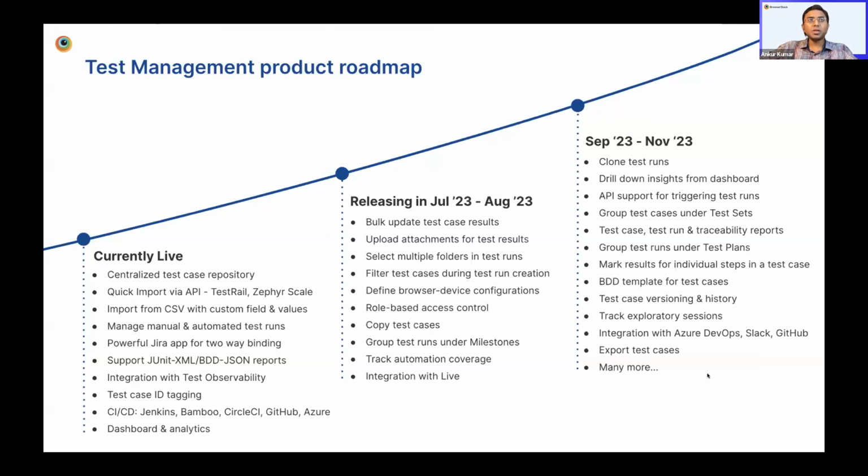Then import from CSV is something, again, we saw it in a demo, how frictionless it is and how you can create your custom fields also through CSV import. We saw also managing manual and automated test runs in a combined dashboard. We have a powerful Jira app that we have built and we demoed to the audience here. Then we have support for importing JUnit XML and BDD JSON reports that is live.